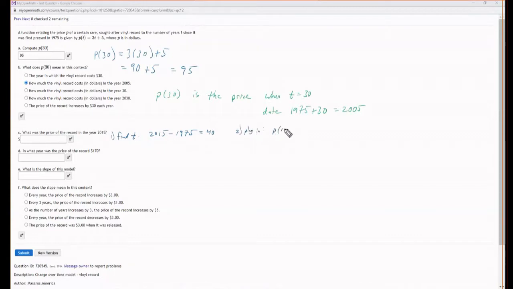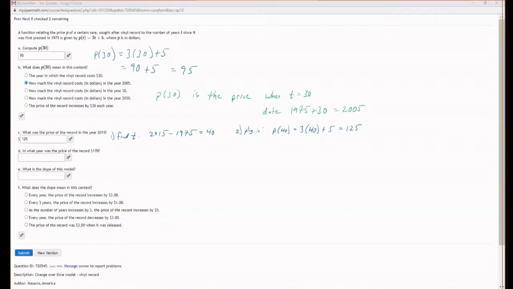Okay, so I want P of 40. So we have 3 times 40 plus 5. Okay, plug in and do the arithmetic. So we get $125. All right, part D is going the other direction. Instead of giving us a year and asking for a price, it's giving us a price and asking for a year.